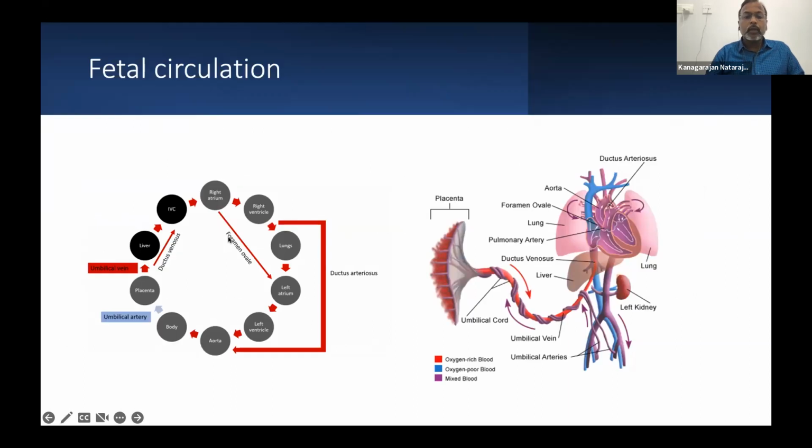Now, the rest of the IVC blood, as well as the SVC blood, goes to the right ventricle, and we know that nothing goes through the pulmonary artery, so it goes through the ductus arteriosus. Here is another shunt, and it reaches the descending aorta, where it supplies the lower body. So this blood is relatively desaturated compared to this blood. So you have a ductus venosus, a foramen ovale, and the ductus arteriosus. There are 3 shunts which maintain the parallel circulation of the fetus.